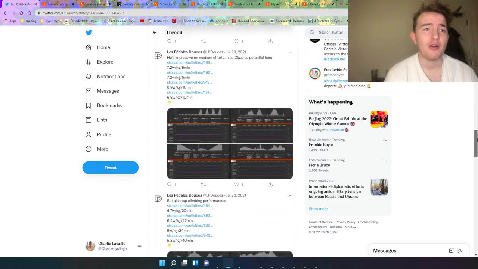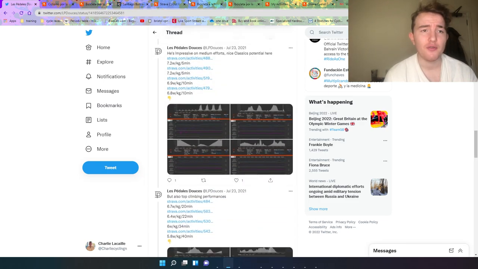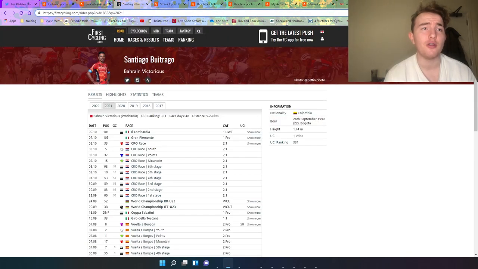But you can also see some of his power here as well. So he did 6.7 watts per kilo for 20 minutes. And we're going to go into some of his other results now.